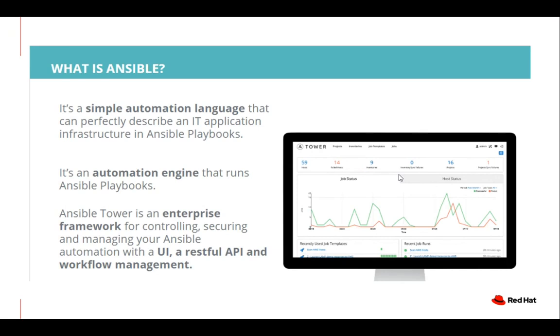In Ansible Tower, as you can see on the screen, you can see the dashboard. You can see what's going on in your infrastructure, or what's going on in your application development, or what's going on when you're deploying your application. You can use Ansible for the automation of your testing. So Tower gives you a proper visualization. Ansible engine runs the playbooks.